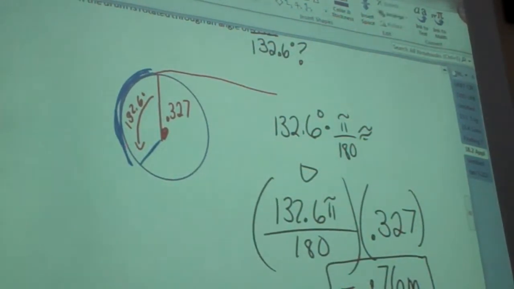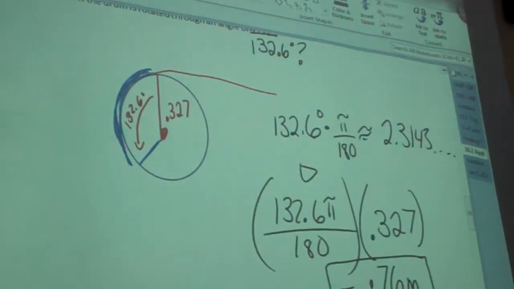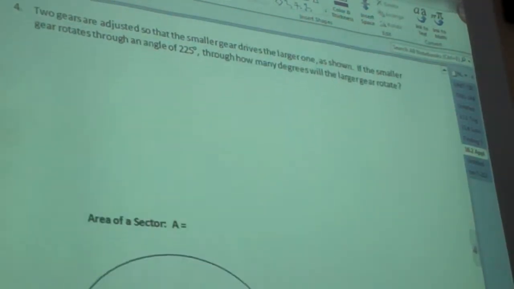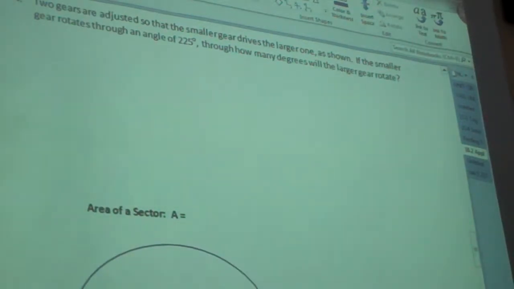Okay. This answer, radians, is 2.3143. So, no pi. I was doing it in terms of pi. Alright, next one. Wait, so is the answer 0.76? Yes. There we go.